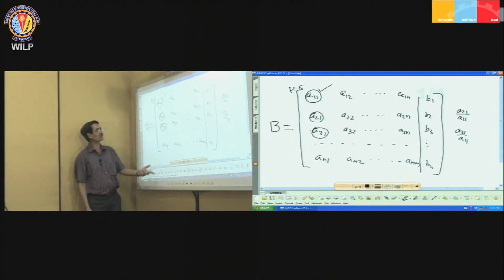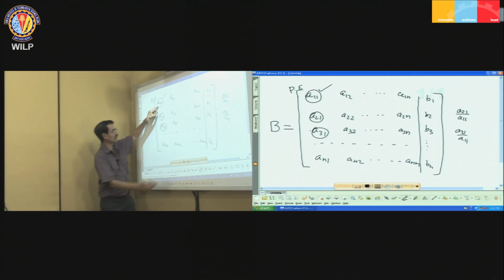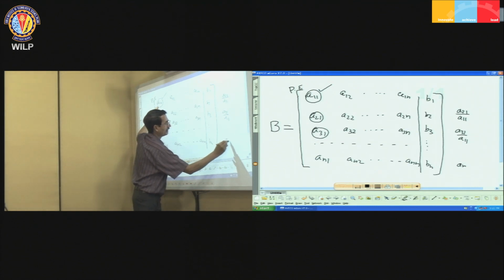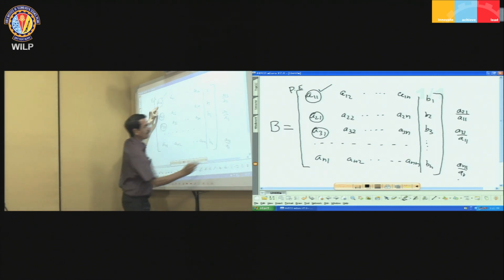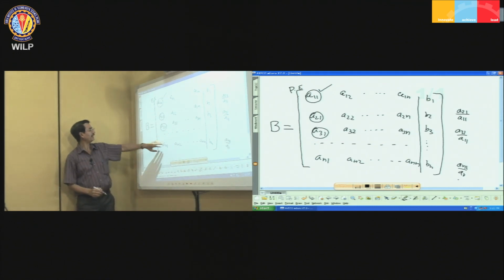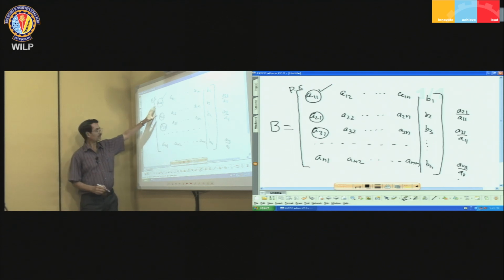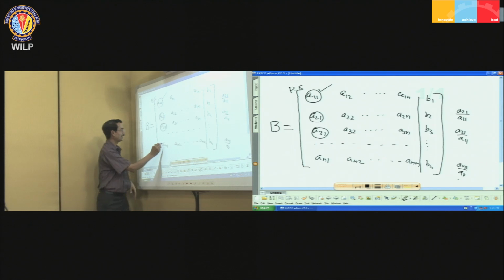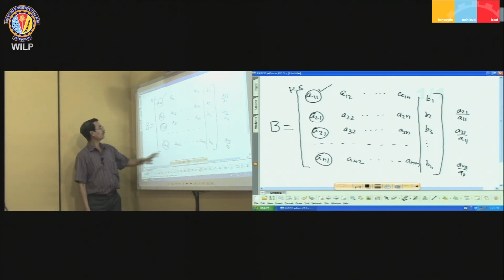And continue this process. Finally, multiply the first row by AN1 over A11 and then subtract from the nth row. Then you see that again this quantity will be 0. Now look here. This A11 is different from 0 and below this every element is 0 now.